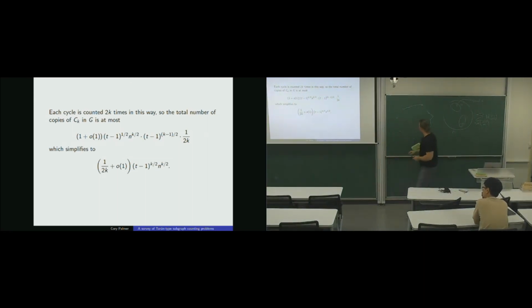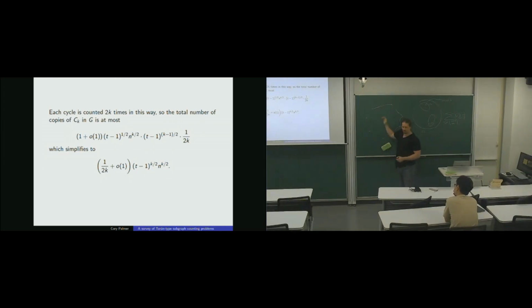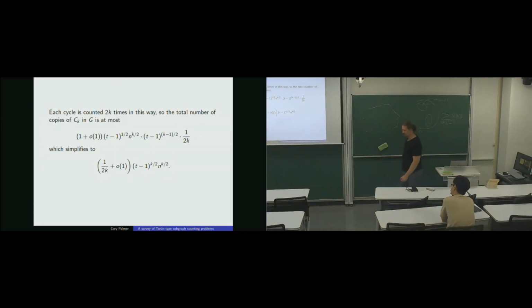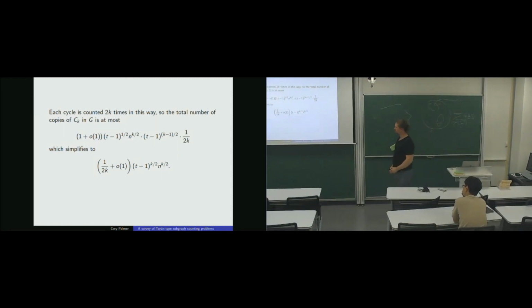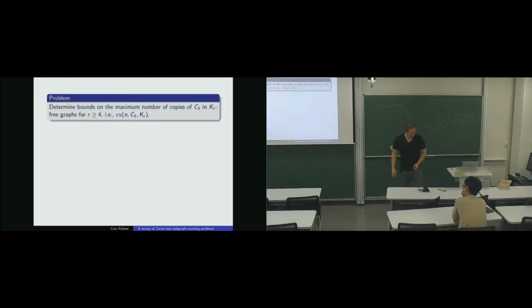For even cycles, you don't have this extra edge, but you have to be a little more careful. And for paths, something very similar works. You don't have to loop back around, so you get one more term in t minus 1. Okay? All right, so let me wrap it up with a couple problems here.